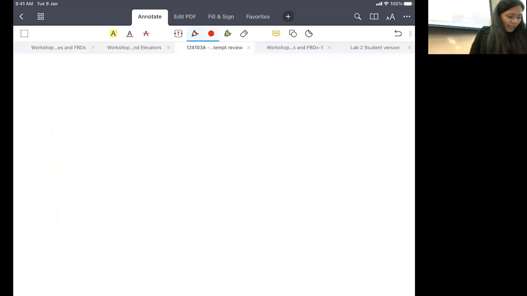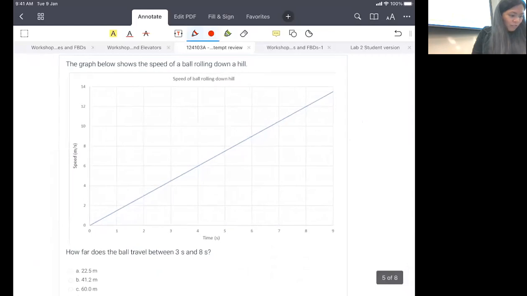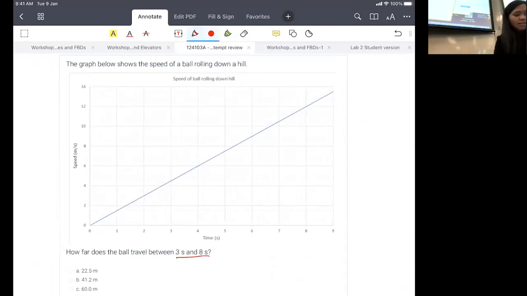Cool. Thanks for that. The next question here shows us the speed of a ball that's rolling down a hill, and it wants us to find how far the ball travels between 3 seconds and 8 seconds. So if you look at the y-axis, that is speed, and the x-axis is time, right? And we want to find the distance. Do you think we should find the slope or the area?